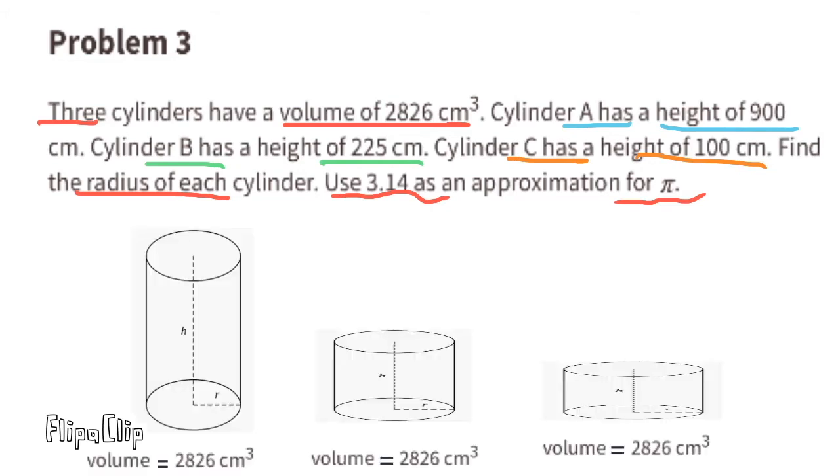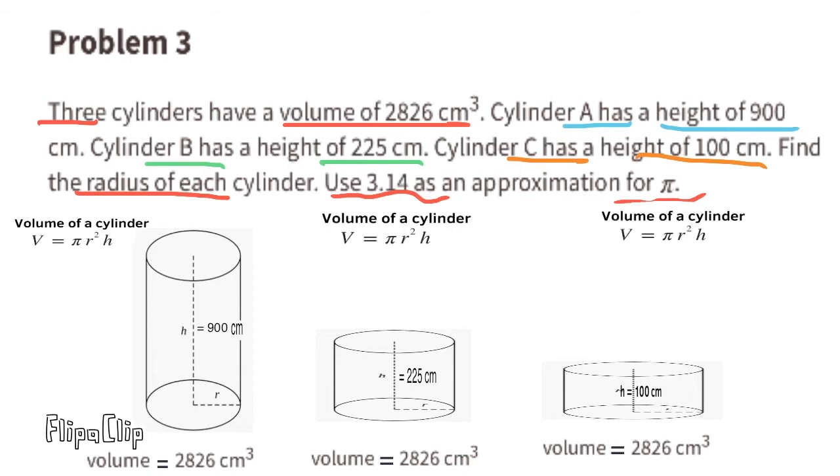Each of these 3 cylinders have the same volume, but the radius of their base are different and their height are different. As the height increases, the radius is going to decrease. As their height decreases, their radius is going to increase. The formula for finding the volume of a cylinder is pi times r squared times height. The height of the first cylinder is 900 centimeters. The height of the second cylinder is 225 centimeters. And the height of the third cylinder is 100 centimeters.